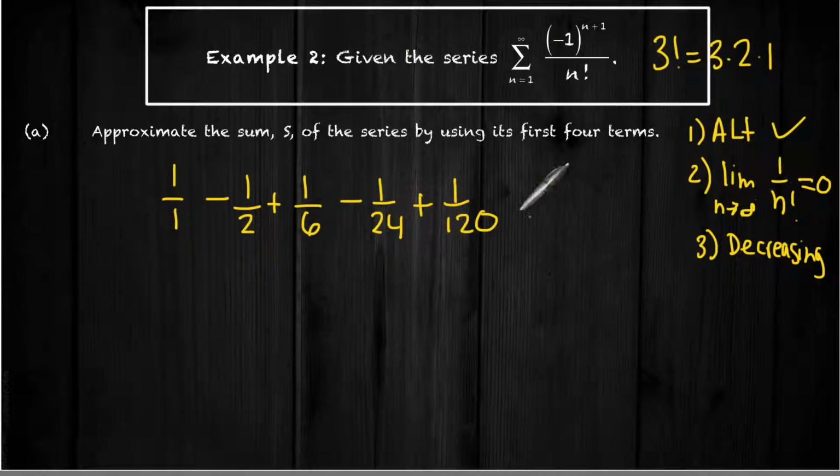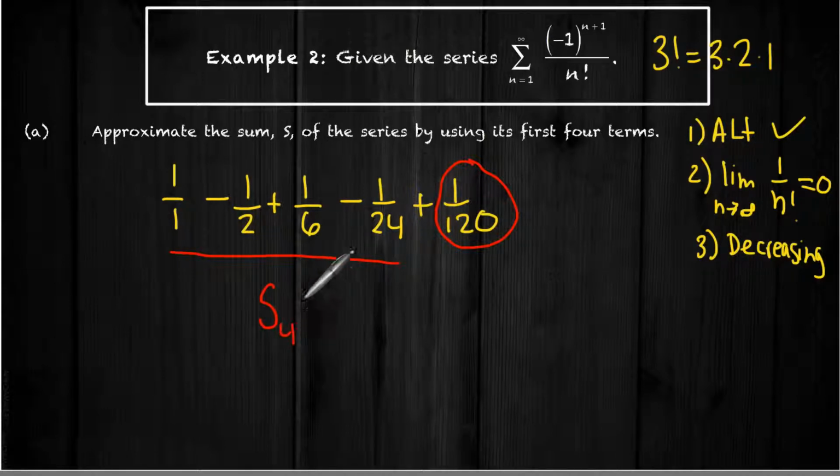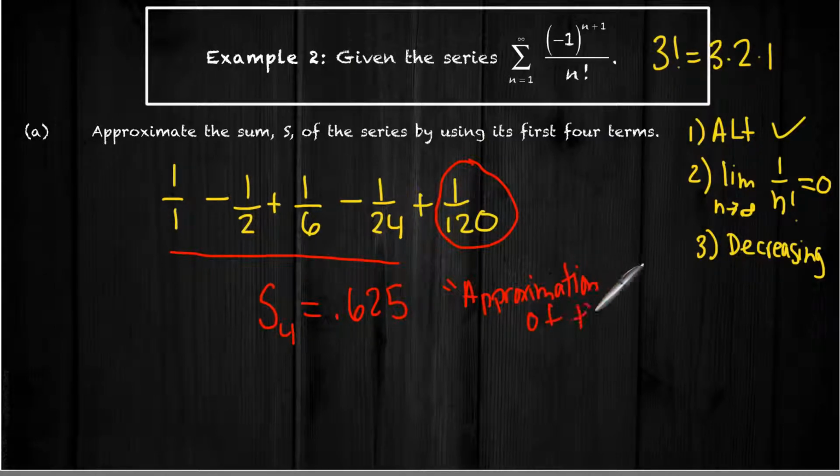All right, so now it says approximate the sum of the series by using the first 4 terms. So that's going to be these 4 terms right here. This is our first neglected term. That's going to come in handy in just a moment. So if we add up the first 4 terms, we get 0.625. So that is an approximation of the real sum S. And that's what we have. We're using just the first 4 terms.